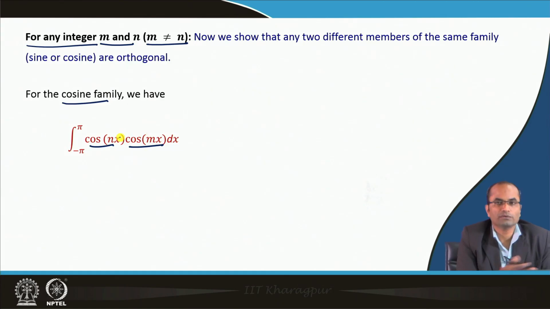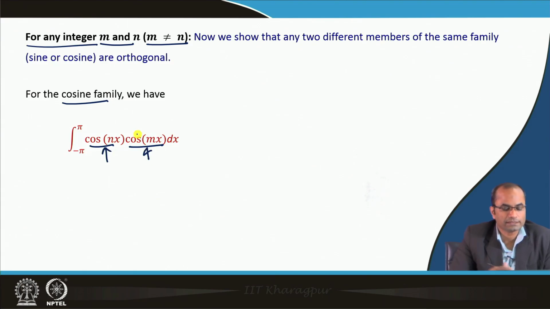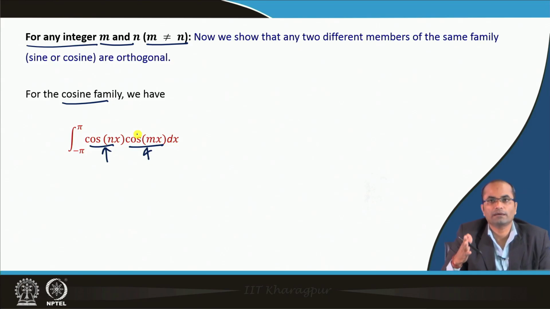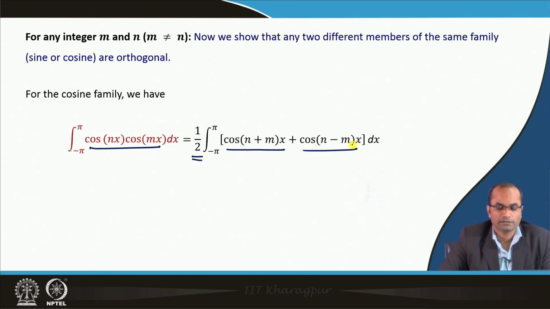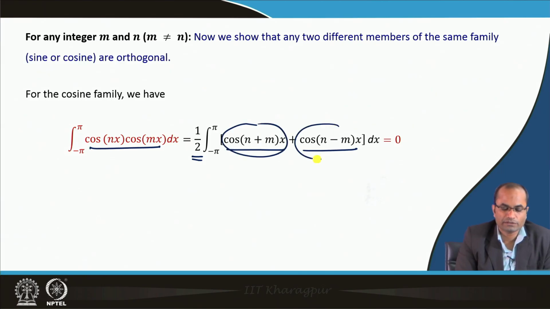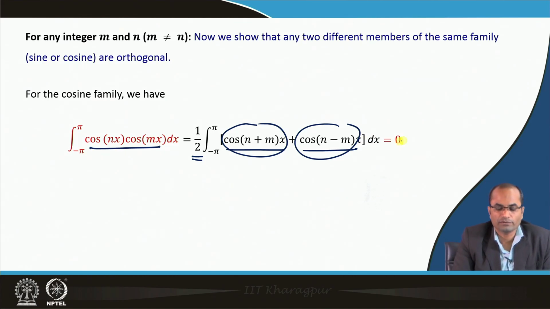When m and n are equal, we have seen the value is pi. But now we have two different members, one is cos nx, another one is cos mx, when n and m are not equal, so they are different members of the family. In this case we again use the trigonometric identity 2 cos a cos b, so with half here, cos (n plus m)x and cos (n minus m)x, and the integral is from minus pi to pi. Here sine will come when we integrate, and with pi and minus pi, in either case the value is going to be 0.